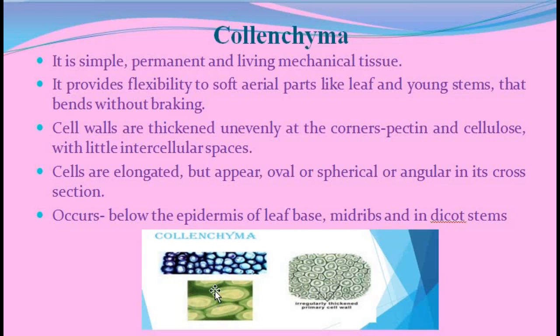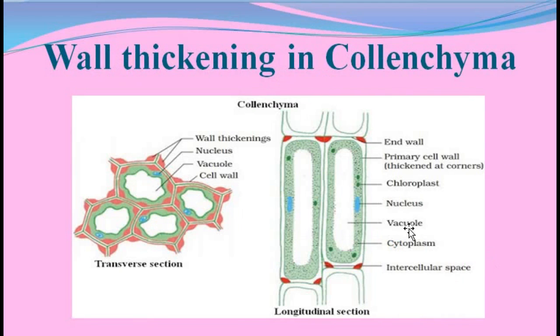In this diagram we can see the thickening of the cell wall, which is uneven at the corners. The thickening may be due to deposition of pectin or cellulose with little intercellular spaces. The cells are usually elongated in shape, but they appear oval, spherical or angular in cross section. They usually occur below the epidermis of leaf base, midribs, and in dicot stems.